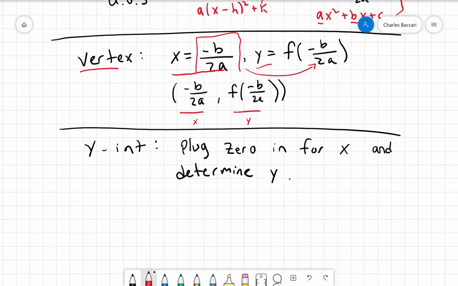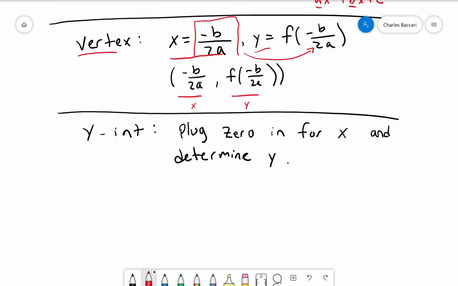Then the last one is simply the y-intercept. If you plug in 0 for x, and then determine what the y value is, you can determine the y-intercept, and that will always be (0, f(0)), whatever value you get when you plug 0 in for x into f.